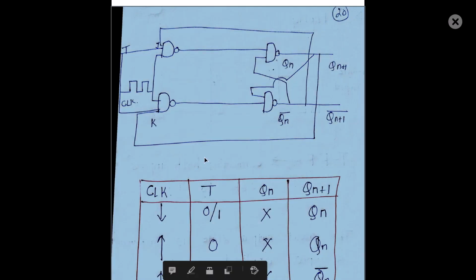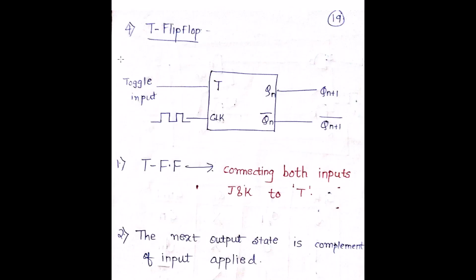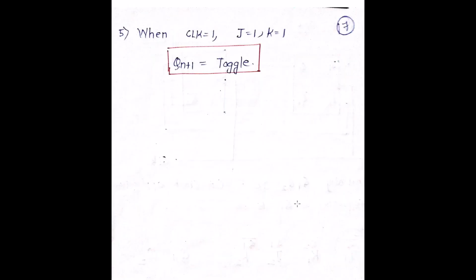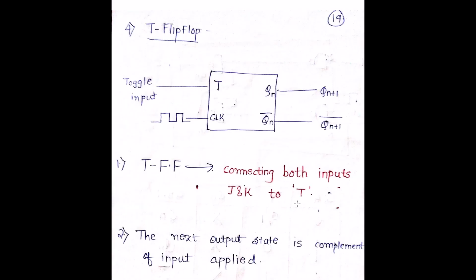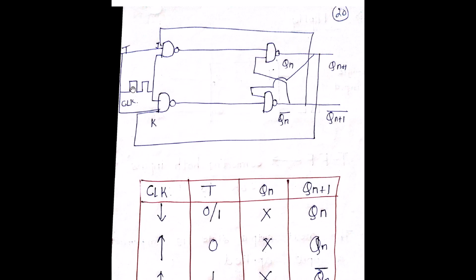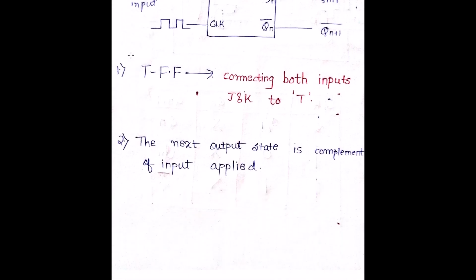So if you see over here, there is a J and K, but they are both connected to T. So what do you mean by a T flip-flop? A T flip-flop is basically connecting both inputs J and K to T. So my T flip-flop has the same circuit diagram as JK flip-flop only. The only difference is that both J and K are connected to a single input, that is T. So the next output is the complement of the input applied.